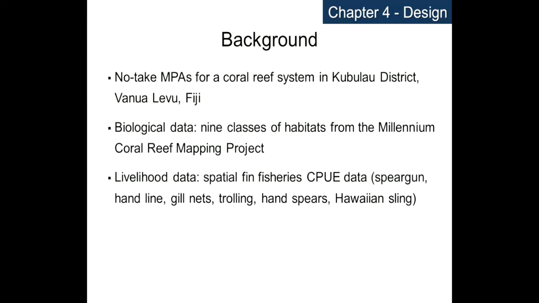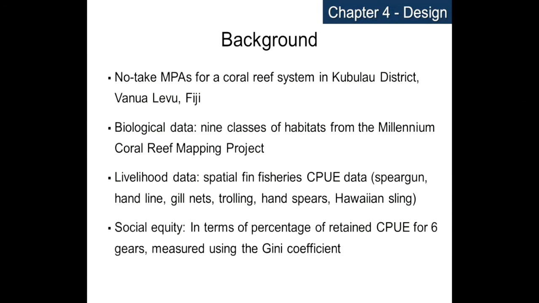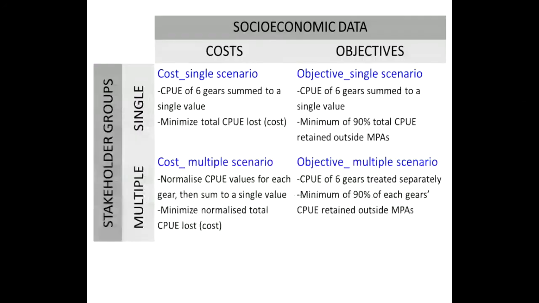So to assess how equitable the designs that I produced were in relation to this, I examined equity in terms of the percentage of retained CPUE outside of MPAs for the 6 gears and measured it using the Gini coefficient, which is a widely used measure of equity that tends to be applied to wealth distributions. So I looked at 4 scenarios for incorporating socioeconomic considerations into planning, and these were different combinations of treating socioeconomic data as costs versus objectives and stakeholders as multiple versus single groups.